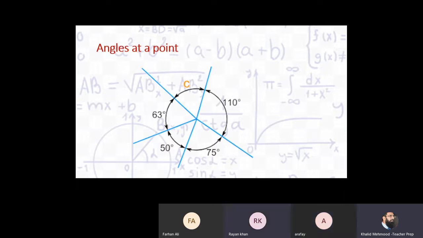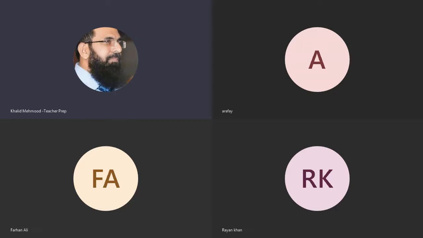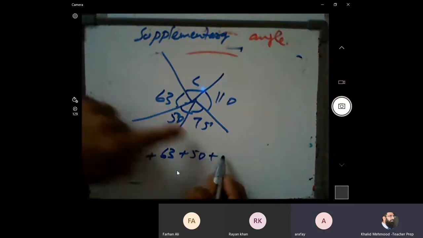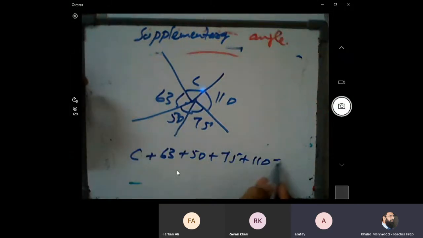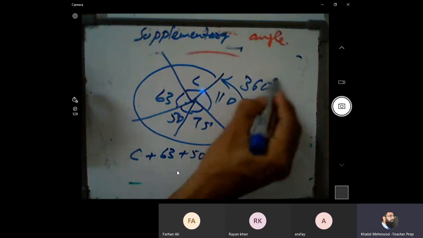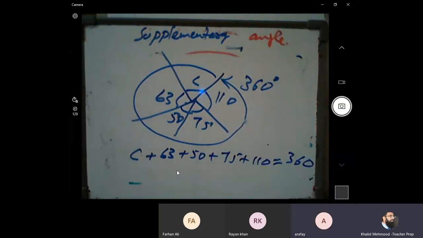What about this one? Is this an angle at a point, meaning 360 degrees? Yes. So we'll say the sum of all these angles will be 360. One is C, another is 63, another is 50 degrees, another is 75 degrees, and another is 110 degrees. So C plus 63 plus 50 plus 75 plus 110 makes a complete angle of 360 degrees. That's why we say this sum is 360 degrees.